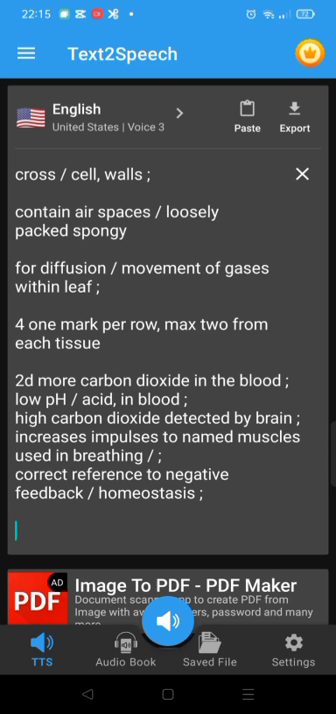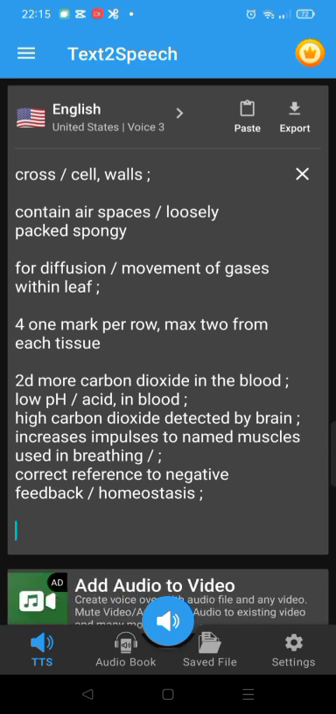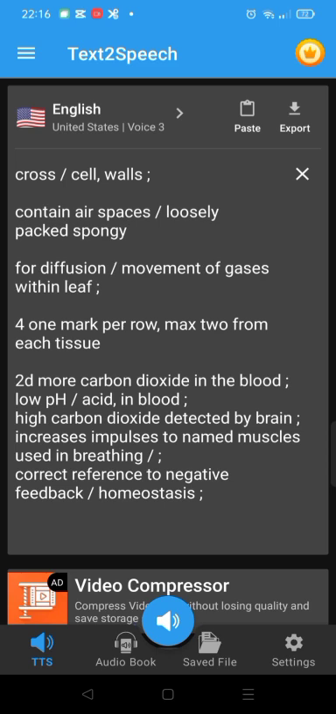R contains many interconnected air spaces: spongy mesophyll. S transports sucrose and amino acids: phloem. T traps the most light energy to synthesize carbohydrates: palisade mesophyll.